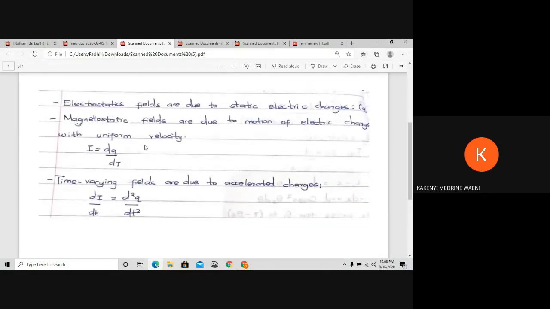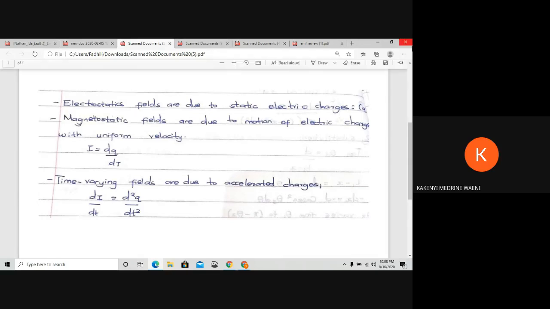Electrostatic fields are due to static electric charges, which is Q. Magnetostatic fields are due to motion of electric charges with uniform velocity, so the relationship will be I is equal to dq over dt. And then the time varying fields are due to accelerated charges.